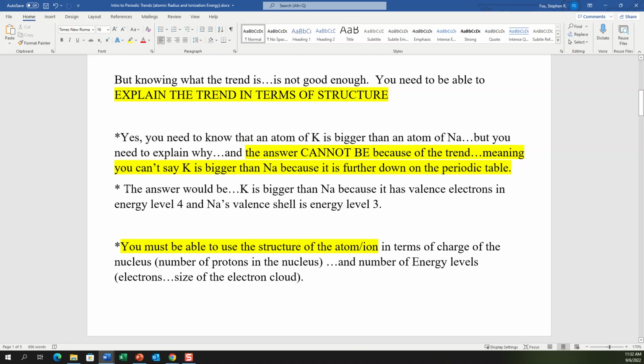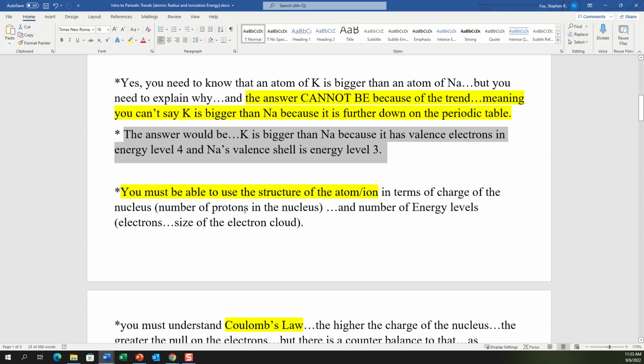Okay, so the answer we're really looking for in AP chemistry, why is potassium bigger? It's because potassium's valence electrons are in energy level 4 or shell 4, and sodium's valence shell is energy level 3. And so the higher the energy level, the further away you are from the nucleus on average most of the time. And so that's why as you go down the group, you gain an energy level. If you gain an energy level, your radius gets bigger, right? So using the electron structure of an atom to explain the trend, okay?